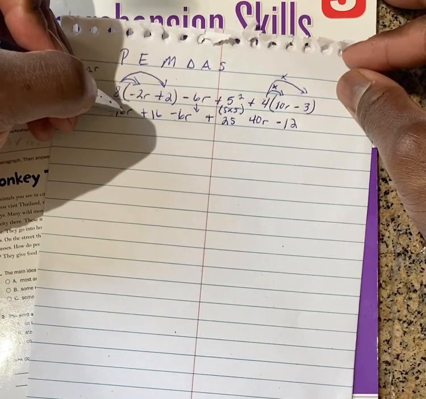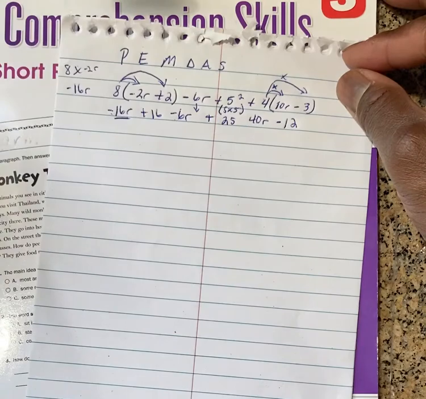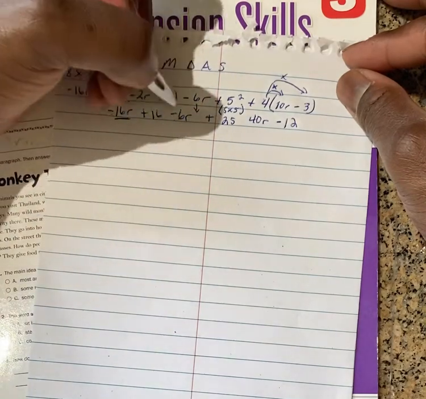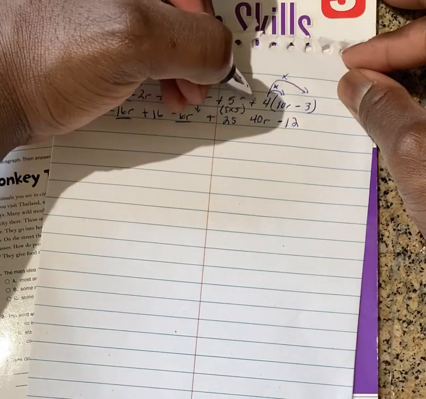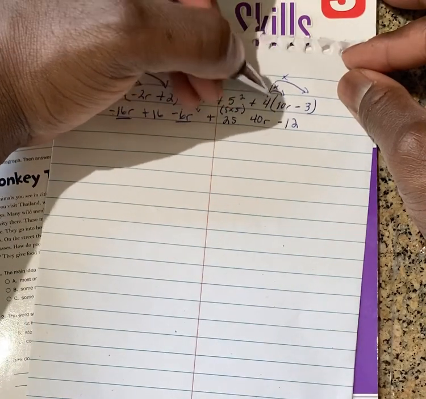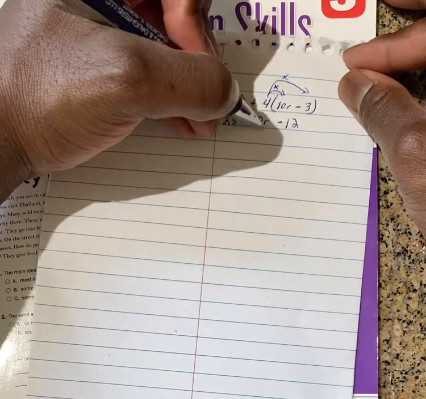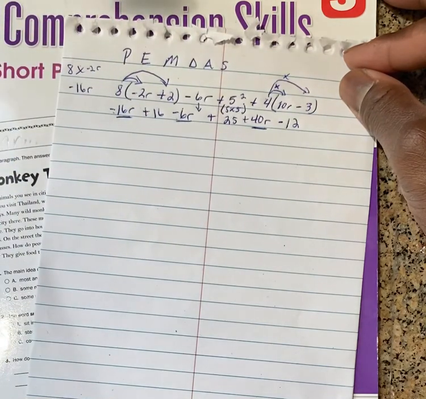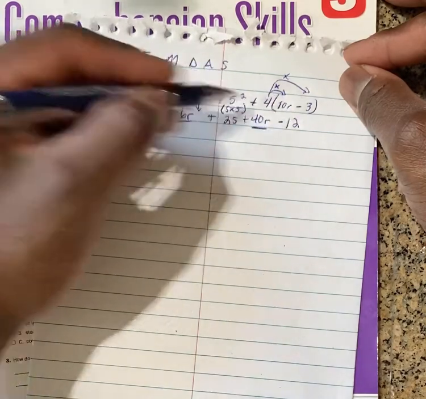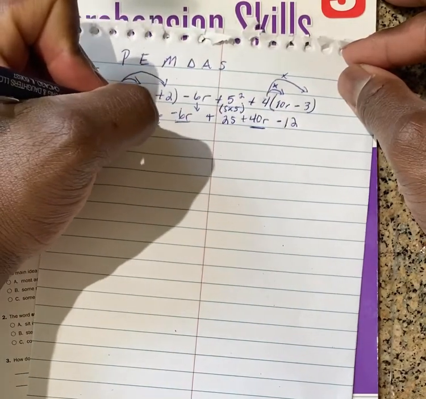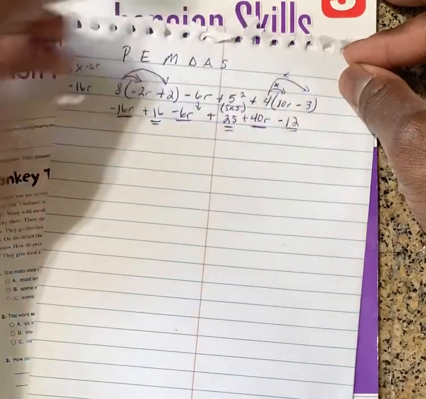Now you're going to look at your like terms. You see a negative 16r here, so you write one line. You see a negative 6r here, you write one line. You see a positive 40r, write one line. Then you see numbers here and there, so you write 2 lines each.